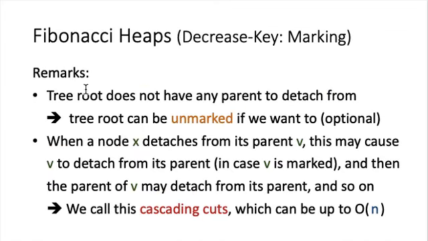So there are some remarks. First of all, the tree root doesn't have any parent, so we don't need to keep track of how many children it has lost. So the tree roots can always be unmarked if you want to. This is an optional operation. And also we have seen this one. When a certain node X is detached from its parent, this may further create an event of the parent detaching from its parent.